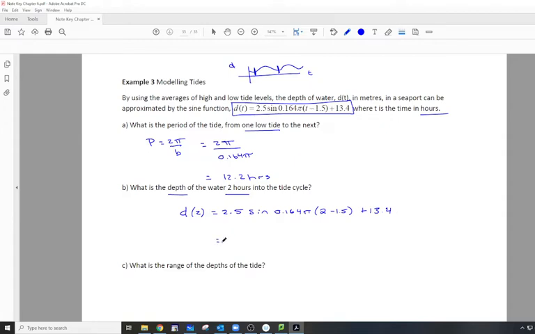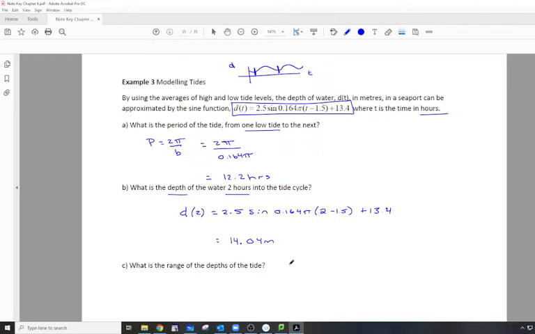So make sure you're in radians. And then we plug in 2.5 times the sine of bracket 0.164 pi times 2 minus 1.5, which is just 0.5, unbracket, plus 13.4, equals. And I get the depth of the water at 2 hours is 14.04 meters.